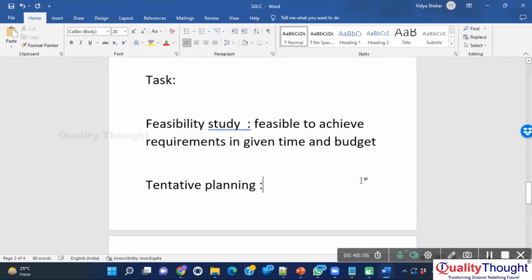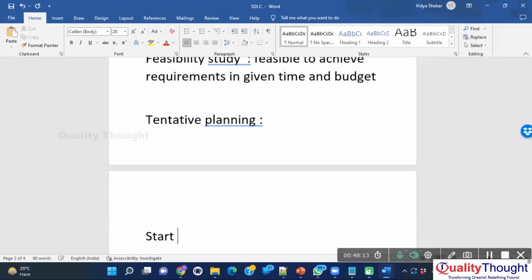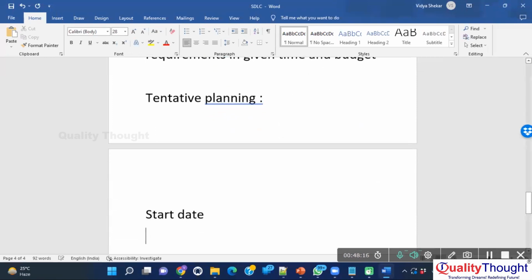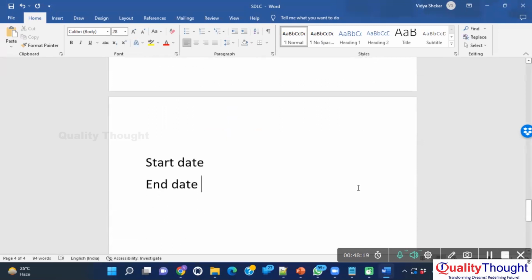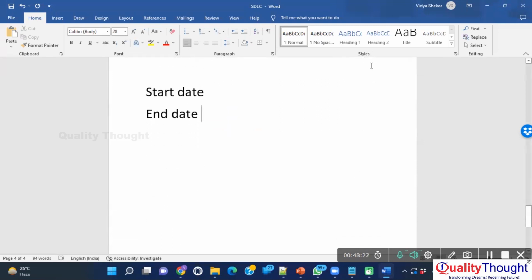Tentative planning means what? What is the start date? What is the end date? And they're going to decide the technology. What technology do I need to use? It is the job of the product manager to ensure that the vendor company makes some profit. At the end of the day, after working, if you're not making any profit, what is the use? Yes or no? And technology, like what software, what hardware is required.